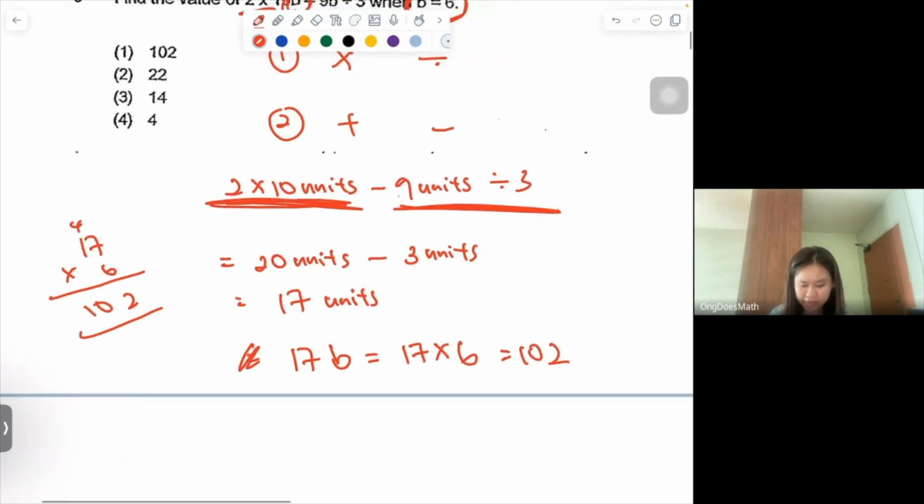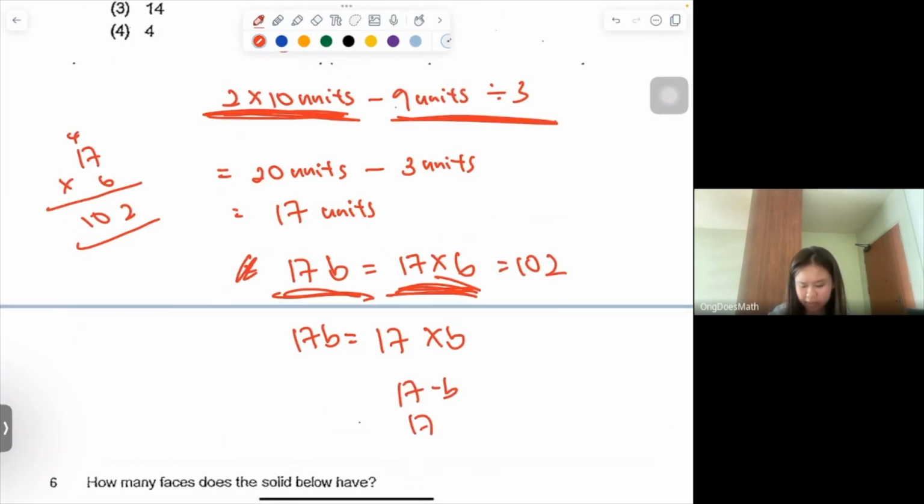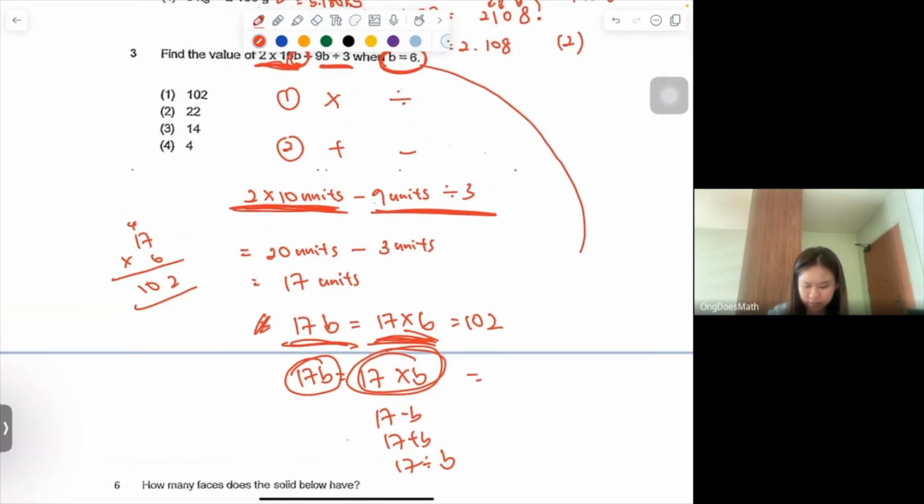Okay, why is 17B 17 times 6, right? 17B is equals to 17 times B. It's not 17 minus B, it's not 17 plus B, it's not 17 divided by B. Always remember that 17B is 17 times B. So now they tell you B is equals to 6. Just replace the B with 6, so it'll just be 17 times 6, which gives you 102. I hope this is clear.